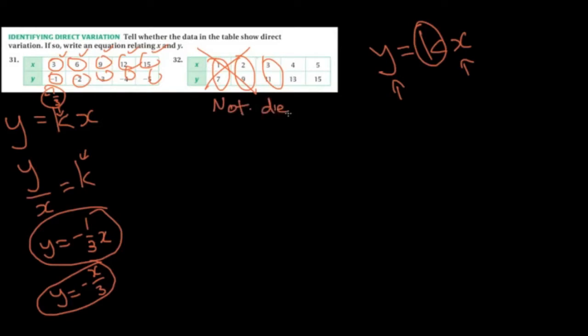Oopsies. And this is direct variation. Not sure if you can read that, but yeah, you get the idea. So this is basically how you would solve this kind of an example.